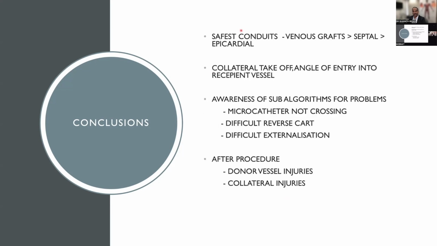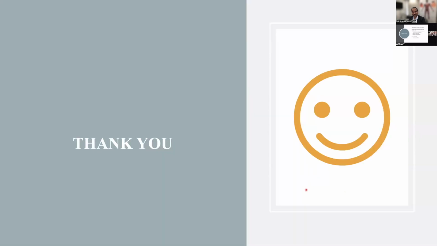The safest conduits are venous grafts, followed by septal and then epicardial. Collateral takeoff and angle of entry into the recipient vessel are key before you start exploring collaterals. Awareness of sub-algorithms for problems like microcatheter not crossing, difficult reverse cut, and difficult externalization is important to bail yourself out of the procedure. And after the procedure, before coming out, look for donor vessel injuries and collateral injuries. Thank you.